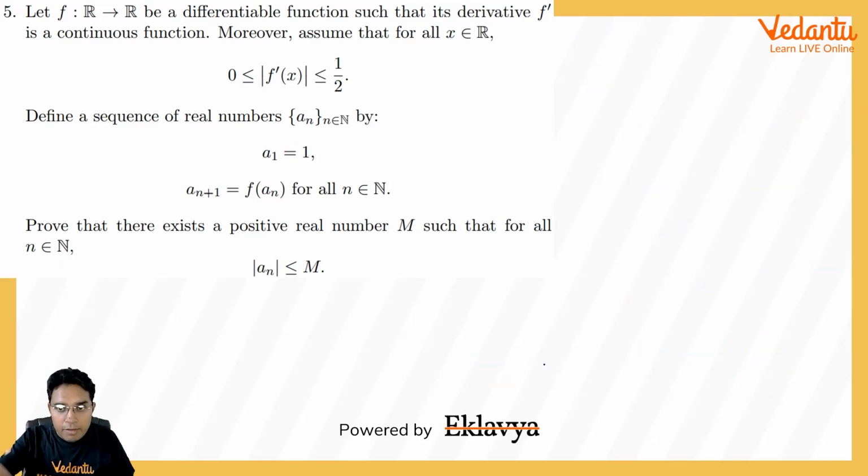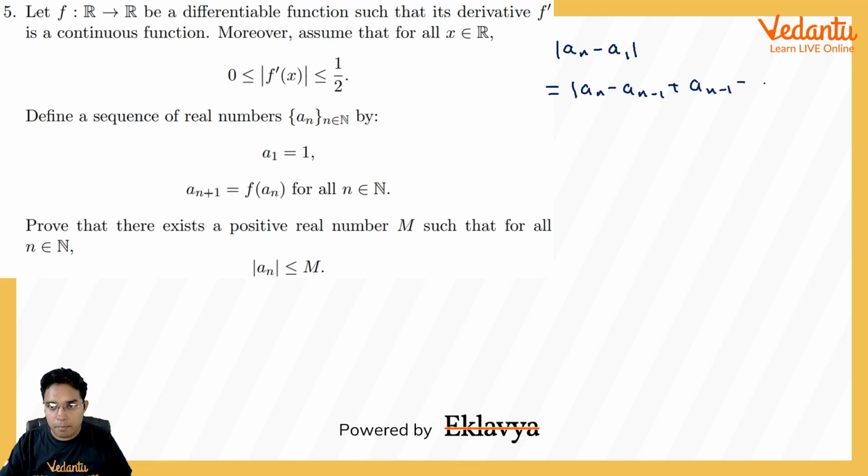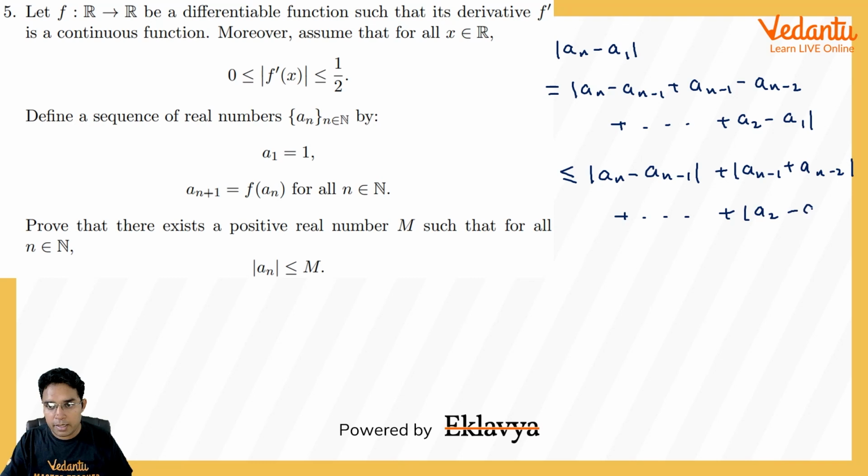Now I will be doing one thing here: I will be writing a_n minus a_1 inside mod, and I will write this as |(a_n - a_{n-1}) + (a_{n-1} - a_{n-2}) and so on plus (a_2 - a_1)|. Now using the triangle inequality of modulus, we can write this as less than or equal to |a_n - a_{n-1}| + |a_{n-1} - a_{n-2}| and so on. In the end it is |a_2 - a_1|.